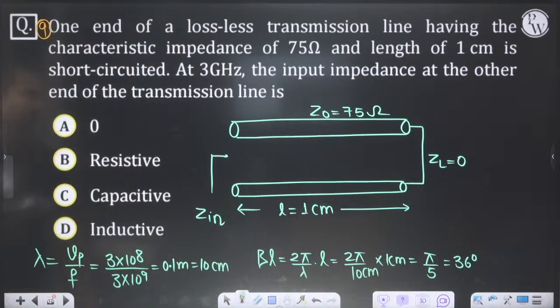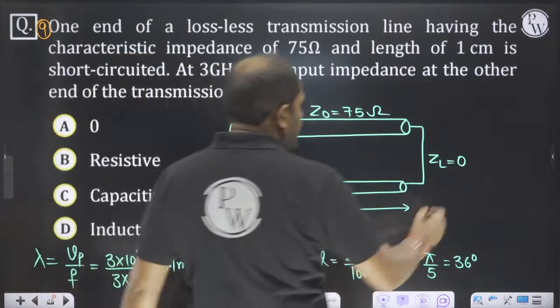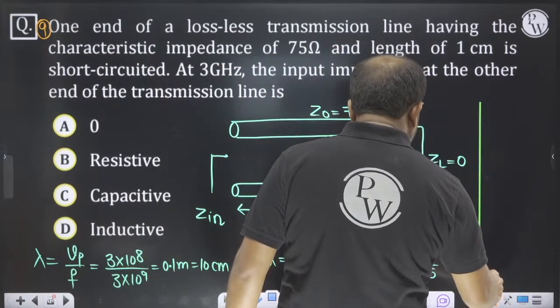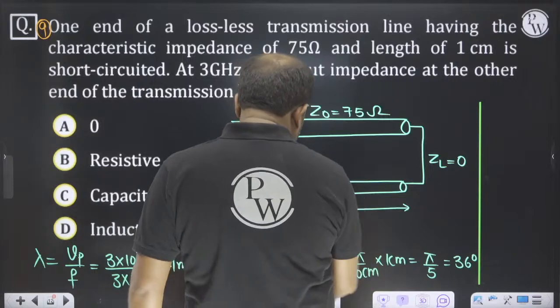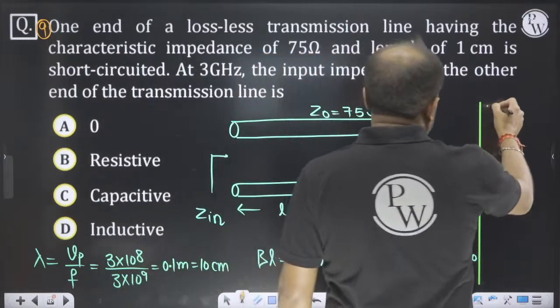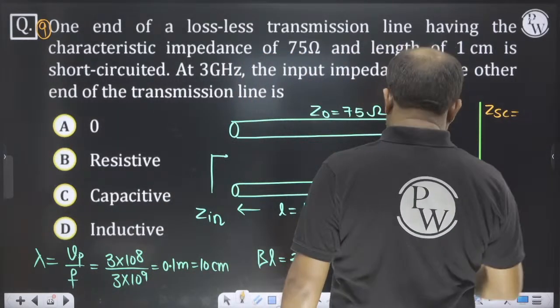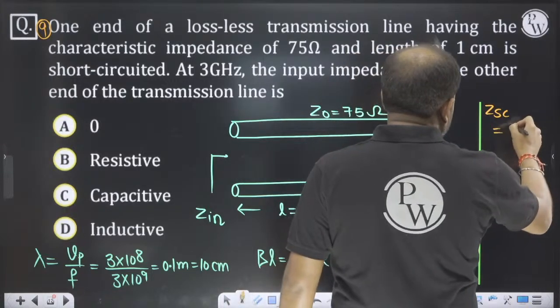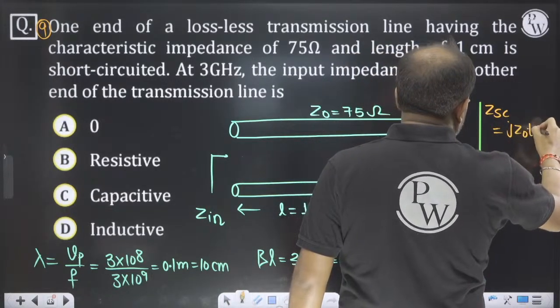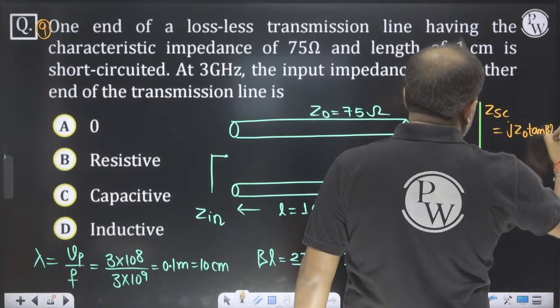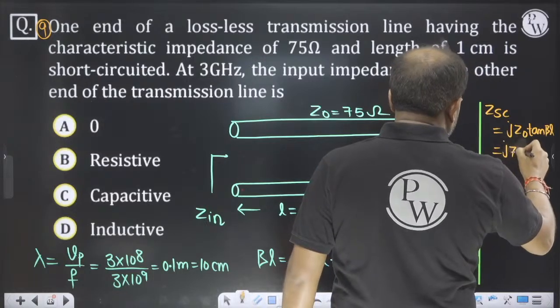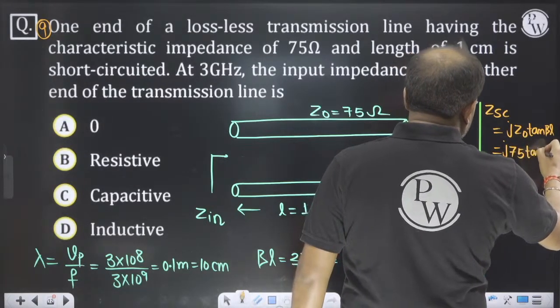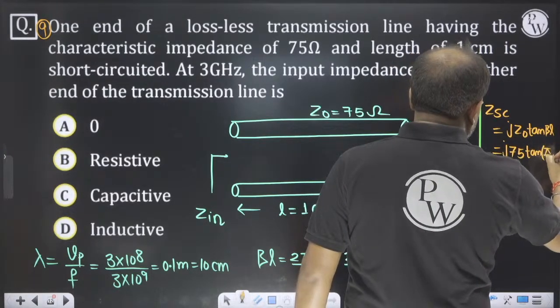So this one is 36 degree. I have to check the value of short circuited. So for short circuited, what is the formula? For a short circuited transmission line, the formula will be ZSC is equal to jZ0 tan beta L. Beta L you know, and Z0 you know. Z0 is 75, tan pi by 5. What is tan pi by 5?